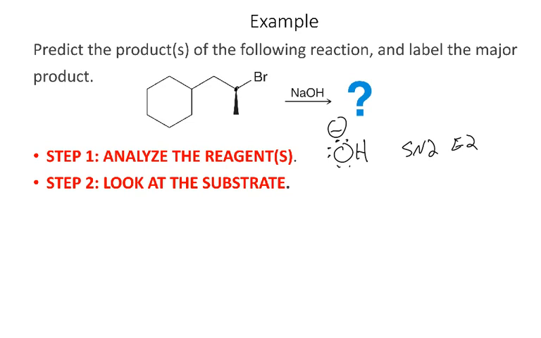And so if we go back to the chart, if we had a primary alkyl halide, that's going to favor SN2, and the SN2 is going to be our major product. In the case of a secondary alkyl halide, we're again going to get a mixture of SN2 and E2, but in this case, the E2 is going to be the major product. If this had been a tertiary alkyl halide, then we only would have seen the E2 mechanism. But in this case, we're going to see both SN2 and E2, but E2 is going to be the major mechanism.